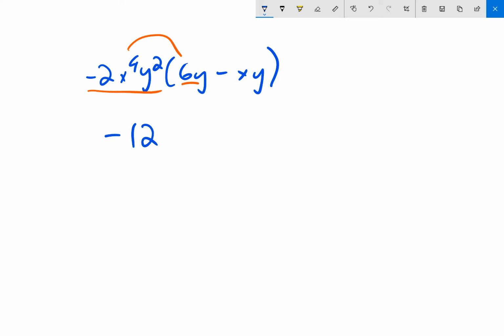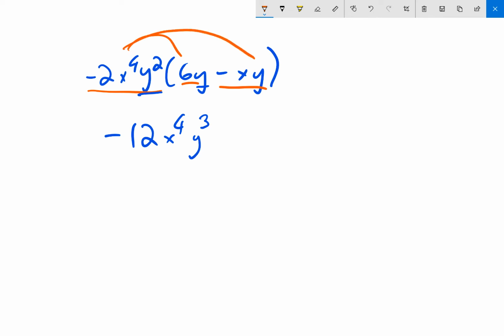X to the fourth, I'm not multiplying any other x's with it, so it still remains x to the fourth. And then y to the second is combining with a y. That makes y to the third, because 2 y's here and a y there makes 3 of them in total. And then you distribute it to the next group, which is negative xy.